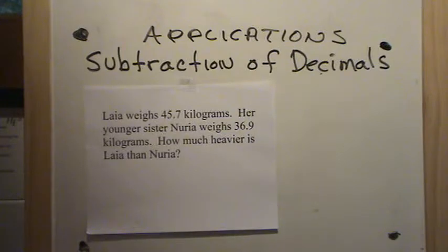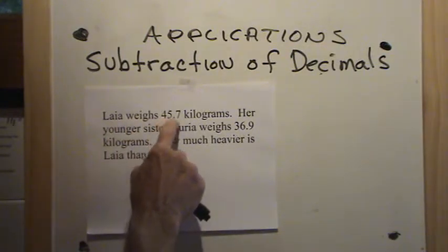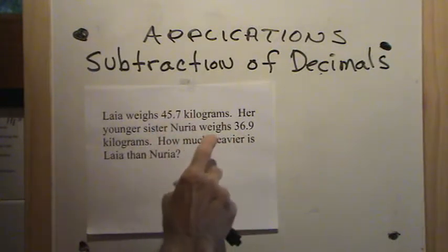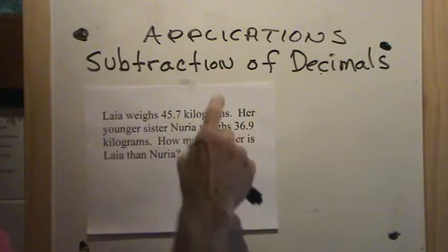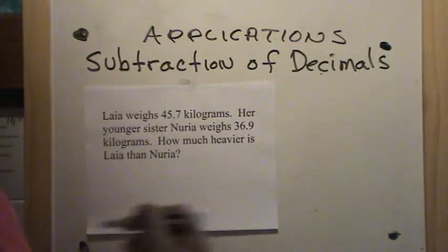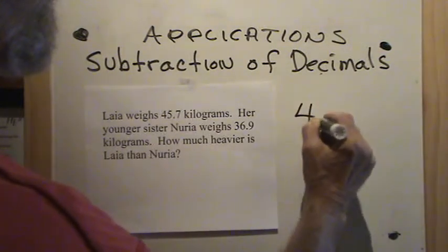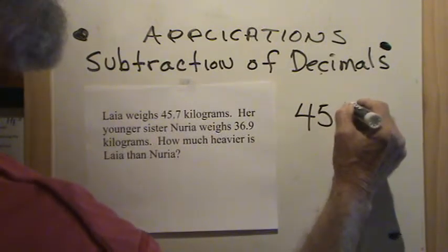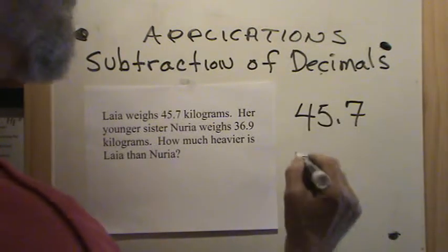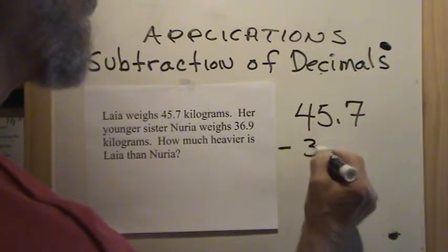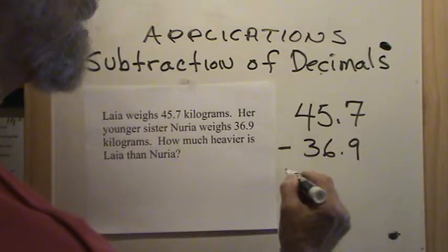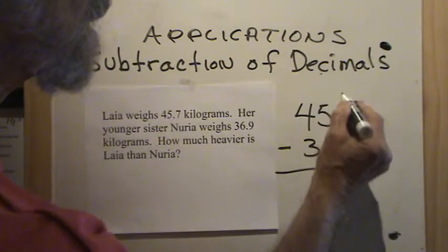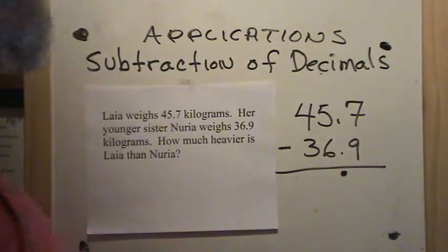Well, okay. So, what do we know here? We know what Laya weighs. She's heavier than Noria. Laya weighs 45 7/10 kilos, and Noria is 36.9. And we want to know the difference. So the difference means subtraction. So 45 7/10 kilos minus 36 9/10 kilos. Now we have our decimals lined up, so we're in good shape. Put our decimal point here, and now we subtract.